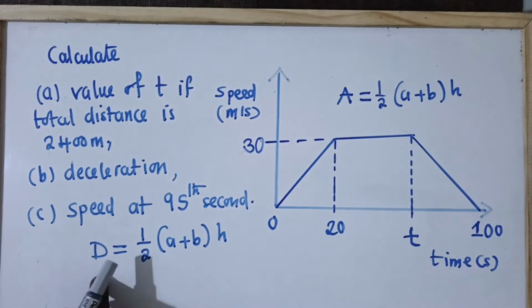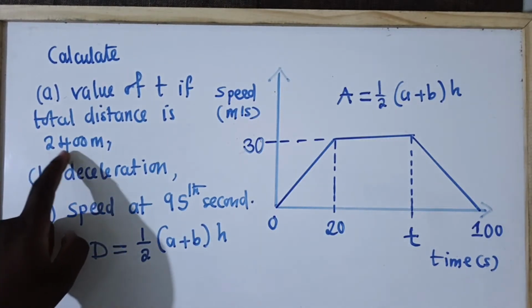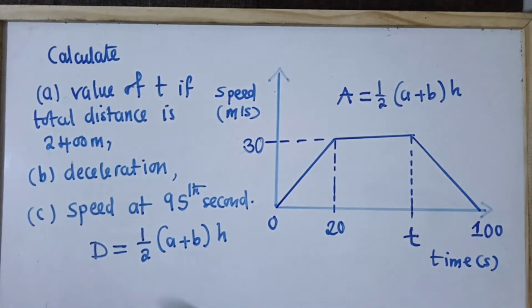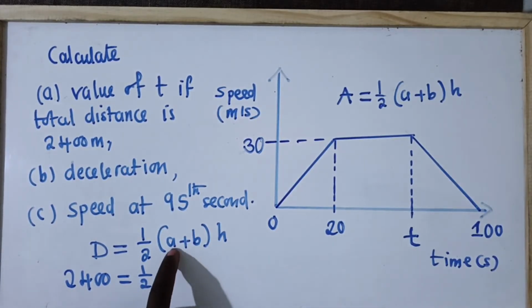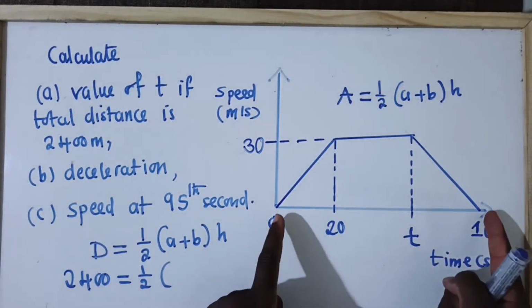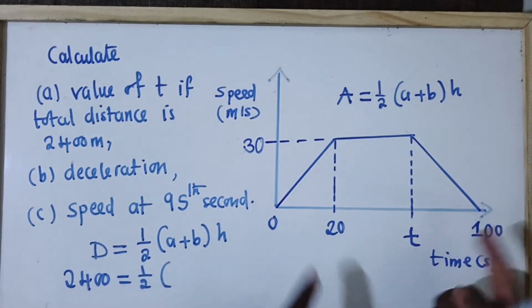Are we there, guys? So in place of d, which is distance, we're going to write 2,400. So 2,400 is equal to 1 over 2, and where there is a, we'll write the length. From here to here, it's 100.